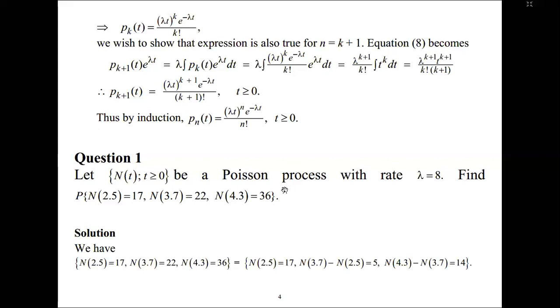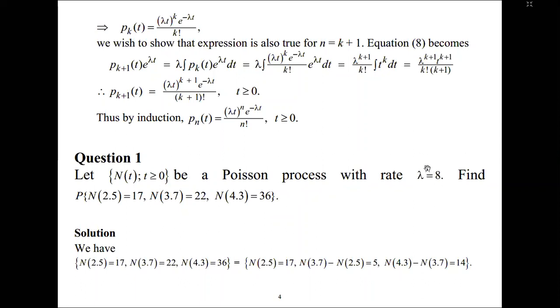Great. So let's look at a practical example. We finished with the mathematics. Let's now come to the statistics. A practical example. Let's start with question 1. Have you seen question 1? Yes. Great. So we have this event. Let this event be a Poisson process with a rate of lambda equals 8.